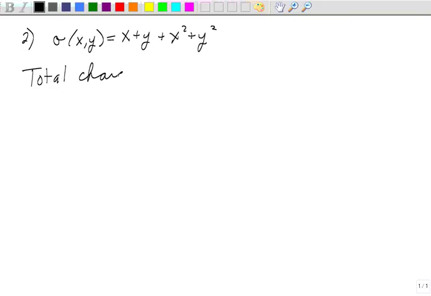Okay, so here the charge density, if we look at number 2, is given by this formula. And right away I see the x squared plus y squared, so I know I'm probably going to have to change to polar coordinates. So the total charge, remember, is a double integral over the object, or the plate.